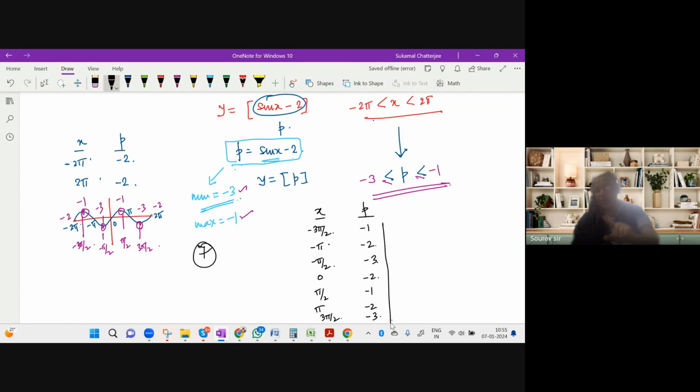Once again, the common mistake that people make is even after they get minus 3 and minus 1, they will check for minus 3 to minus 1. So there are three values both included. So the answer they will write is 3, which is not correct.